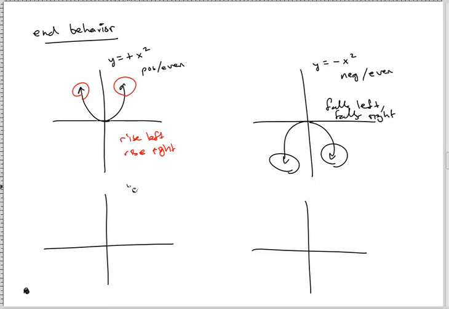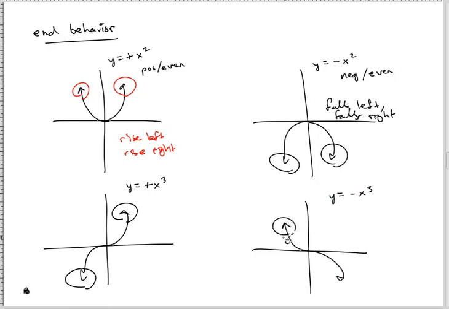So here's another prototype. What about positive x cubed? And so this one kind of looks like this. I only care about the arrows, so notice that it's going to be falling on the left and rising on the right. And then the last one, let's just say negative x cubed. It looks something kind of like this. Again, I'm only caring about the arrows, rising on the left and falling on the right. So that's the language that you're going to use in the program that you have for your homework, etc. So there we go, end behavior.